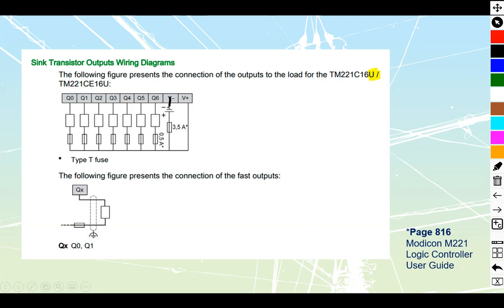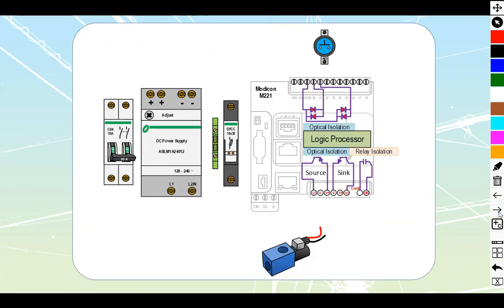So syncing, anytime that we have the negative attached to the common terminal. Sourcing, anytime that we've got the positive attached. Let's take a look at how that actually looks inside of a PLC.